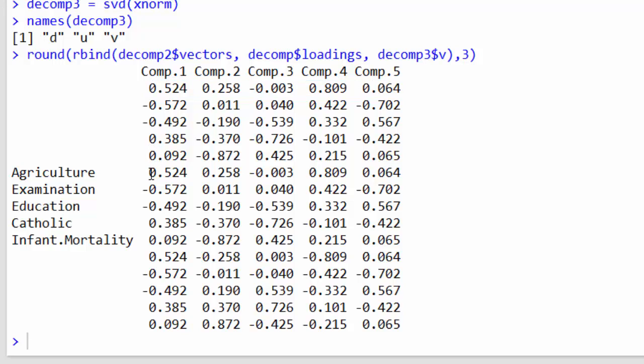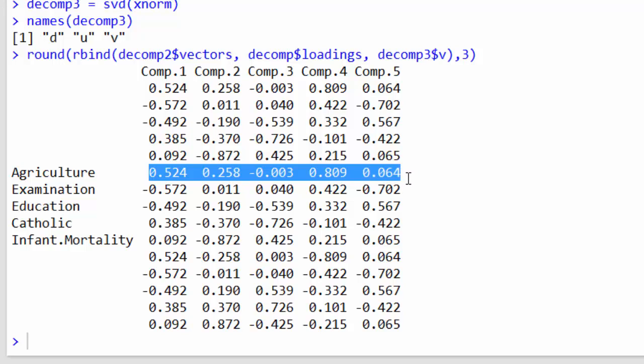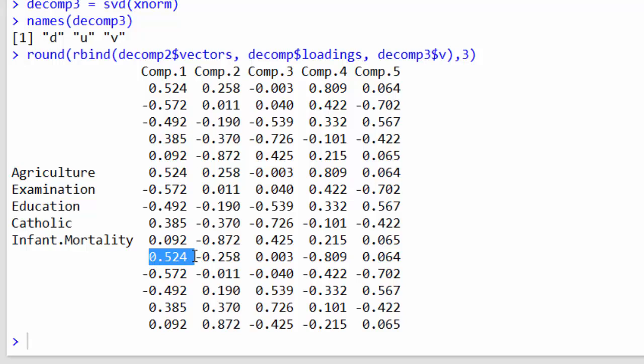Okay, then if I go down to the output from prcomp, 0.524, 0.258, negative 0.003. There's no reason, by the way, that the signs should have to agree in this case. I think we were just fortunate that we did because they're using the same exact underlying numerical libraries. But there's no reason that there's a sign invariance to all these decompositions. And then, of course, the singular value decomposition gives us the same things.